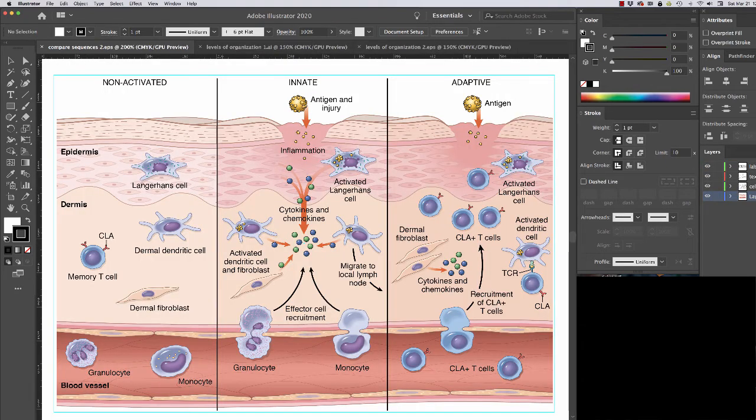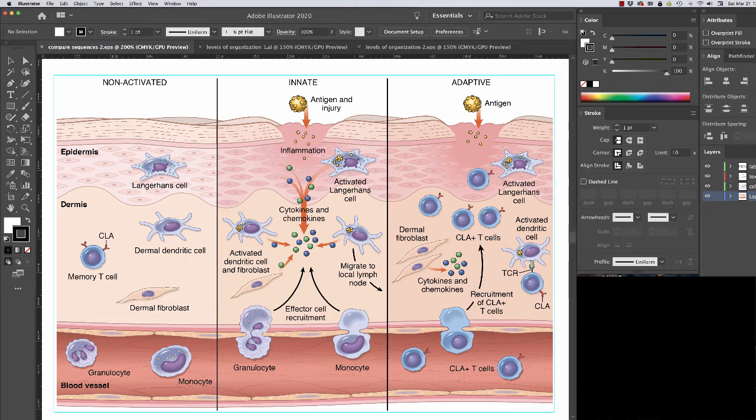Here's another example of comparing sequences. These are three separate panels, although they look as though they are just sections of a single block of skin. And at the far left, you see cells in a quiescent state where there's been no injury, no infection, no antigen introduced, and so you have a whole collection of different cells that are part of the immune system, but they're all in a sort of inactivated neutral state.